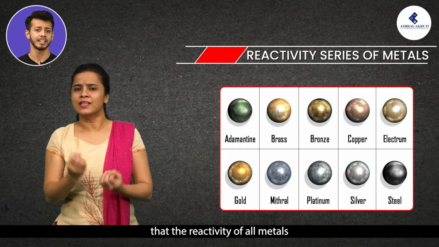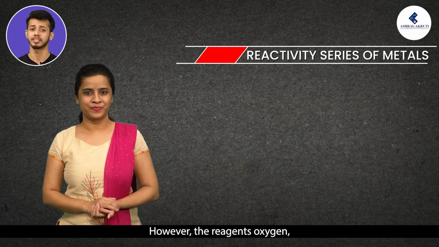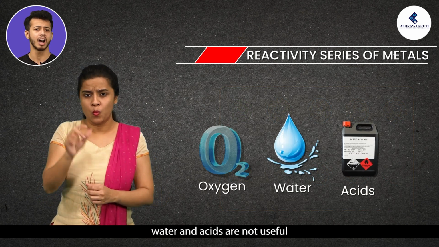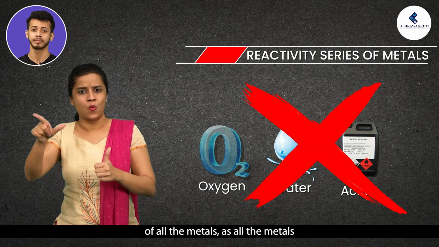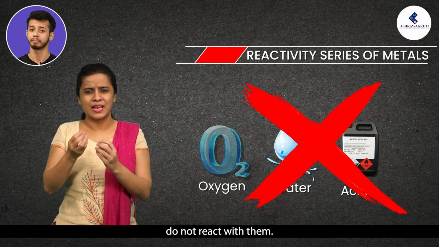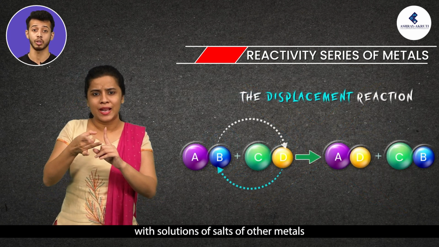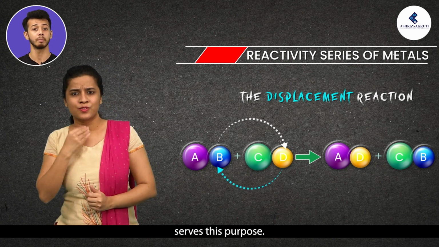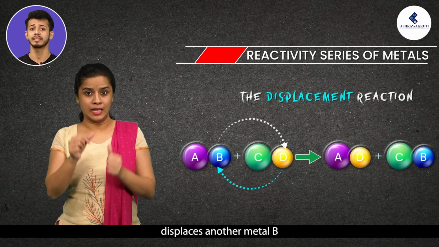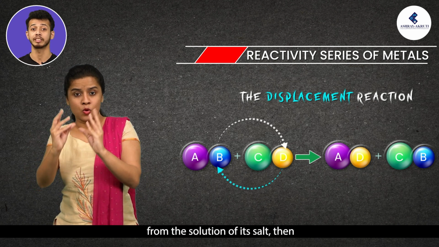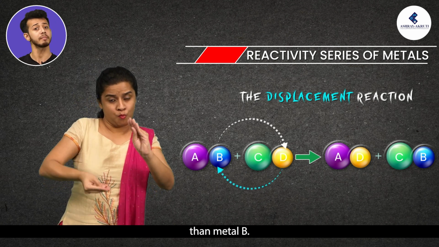We have seen that the reactivity of all metals is not the same. However, the reagents oxygen, water and acids are not useful to determine the relative reactivities of all the metals, as all the metals do not react with them. The displacement reaction of metals with solutions of salts of other metals serves this purpose. If metal A displaces another metal B from the solution of its salt, then it means that metal A is more reactive than metal B.